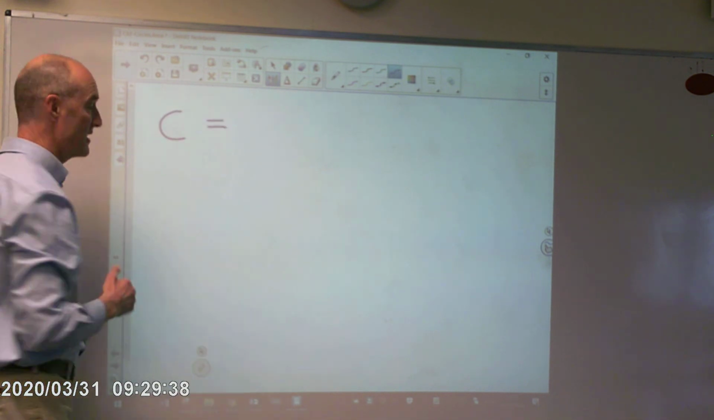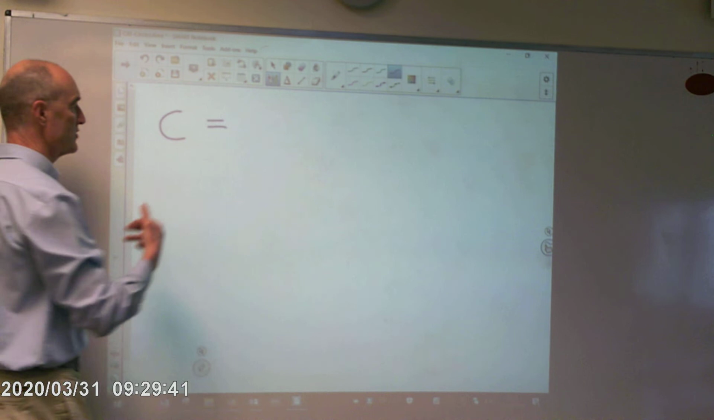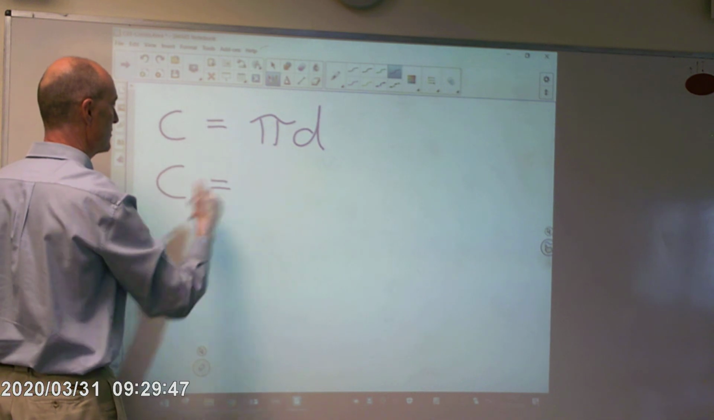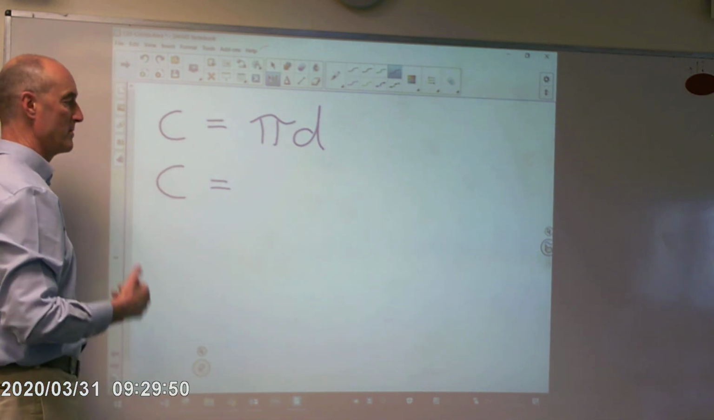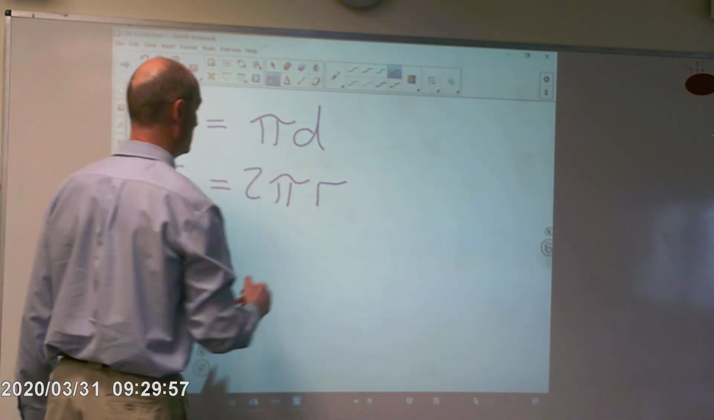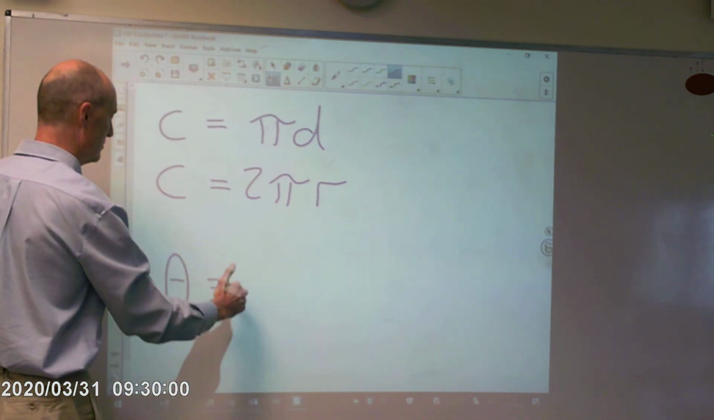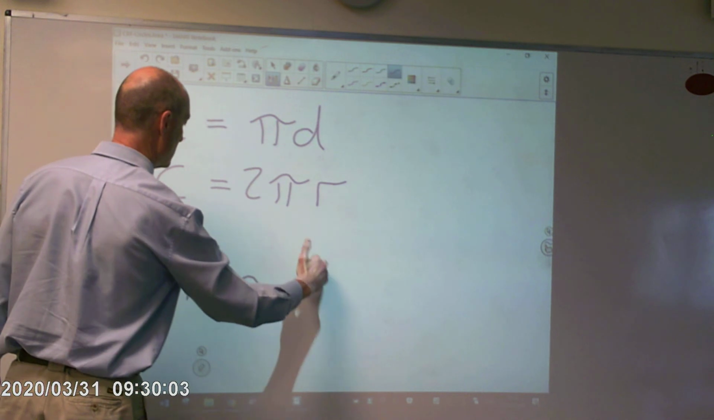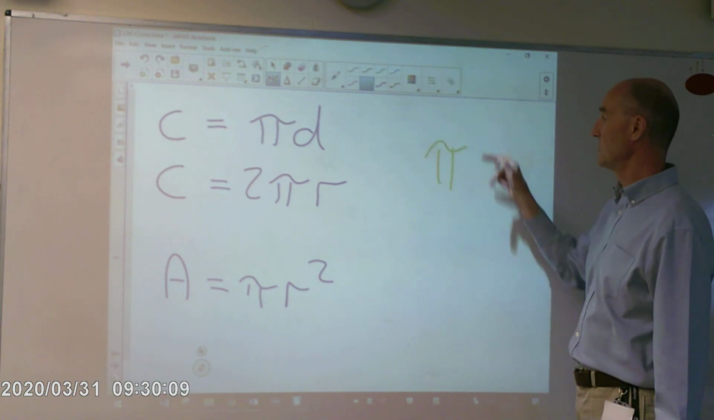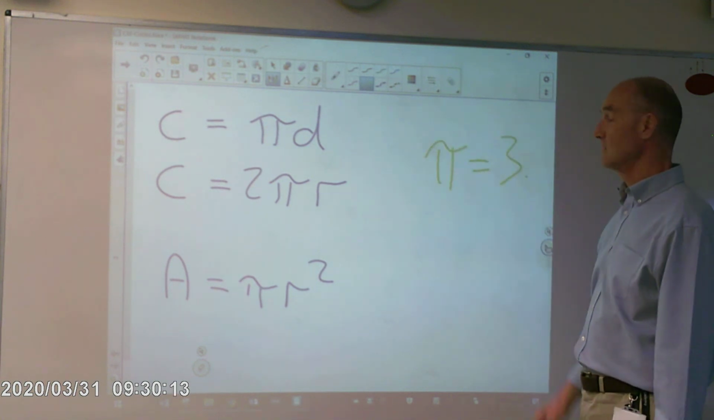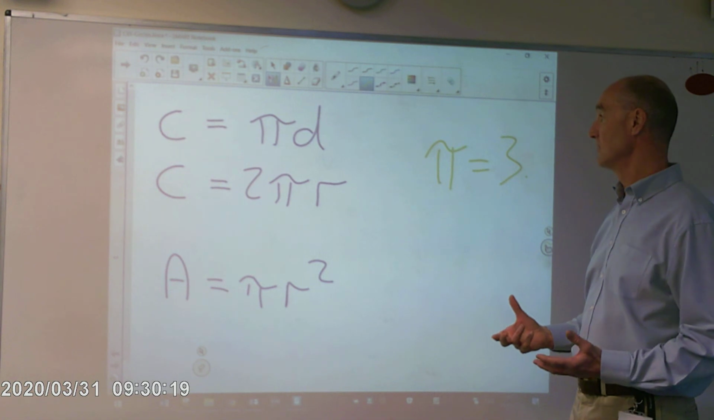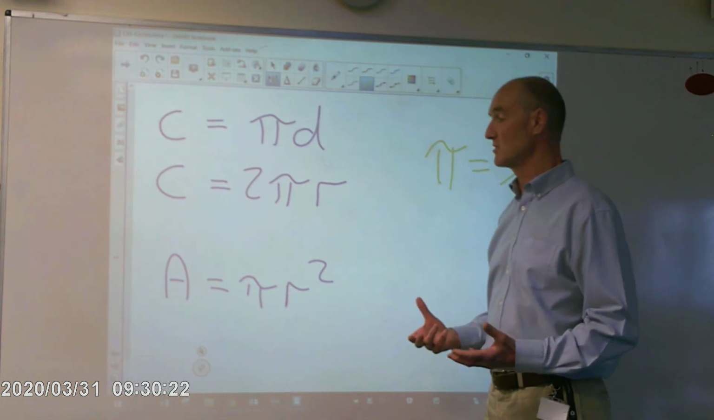Go through the formula yet again. You should have these in your head. The circumference of a circle, pi d. Circumference of a circle, all the way around a circle, the perimeter of a circle, 2 pi r. The area of a circle, pi r squared. Again today, I'm going to use a value of pi to make the calculation simple on the board. I'm going to say pi is equal to 3. You will have an accurate value of pi on your calculators and on your phones, so please use that in the calculations when you go on to do exercises, unless you're told otherwise.